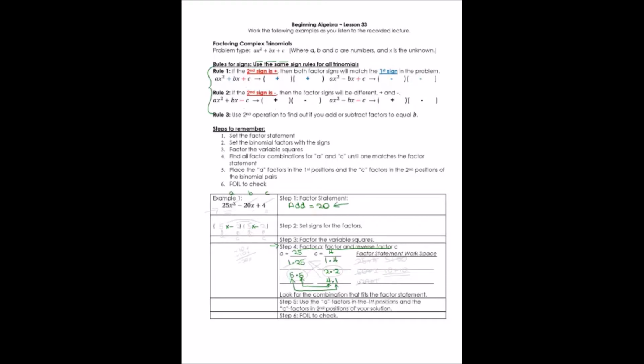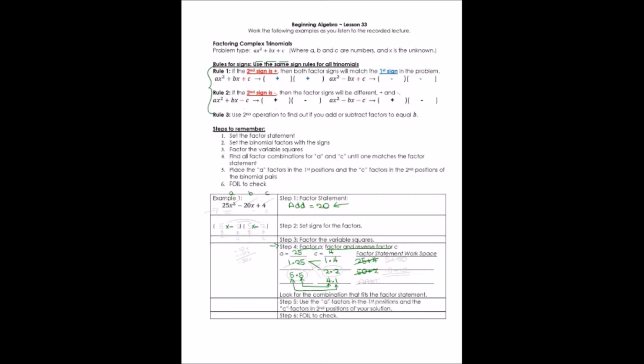So let's take my first example. Combination is 1 times 25 and 1 times 4. Inside, 25 times 1 gives me 25. Adding that to, remember, adds in my factor statement, 4 times 1, those are the outside. That does not add to equal 20, does it? So this one doesn't work. Let's try the next combination. I'll try 1, 25 with 2, 2. Inside, 2 times 25 is 50. Outside, 2 times 1 is 2. Well, that does not add together to give me 20.